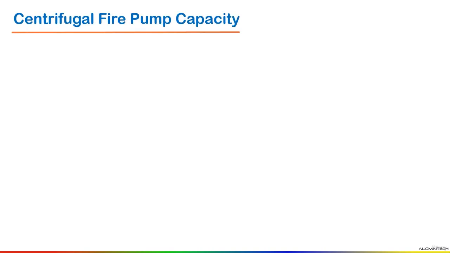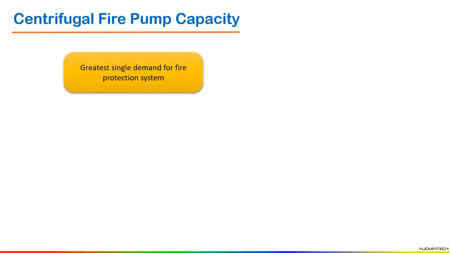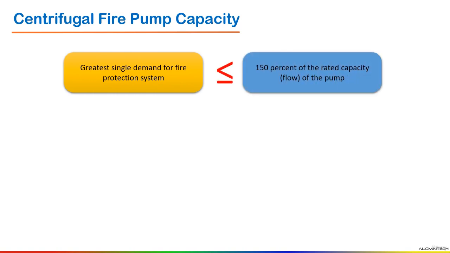Now the next is centrifugal fire pump capacity. How to calculate the centrifugal fire pump capacity? Remember, I have already discussed the selection criteria of firefighting centrifugal pump. A centrifugal fire pump for fire protection shall be selected so that the greatest single demand for any fire protection system connected to the pump is less than or equal to 150% of the rated capacity of the pump. Okay, remember. So this greatest single demand for fire protection system is always less than or equal to 150% of the rated capacity of the pump.